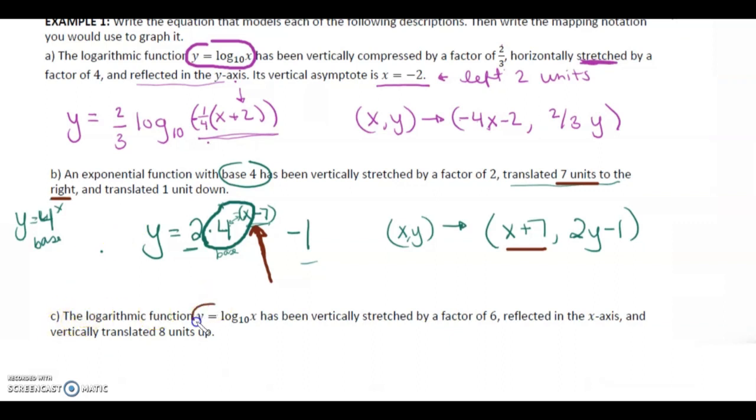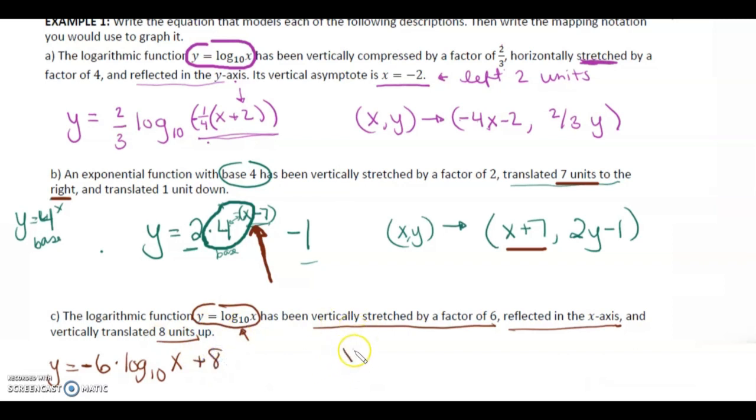The logarithmic function y equals log base 10 x, and remember, this base 10 is not a transformation, has been vertically stretched by a factor of 6, so we're going to have 6 times log base 10 x, reflected in the x-axis, so negative 6, and translated 8 units up, so plus 8. So our mapping notation: nothing is beside the x, not multiplied, not added or subtracted, so our x actually stays status quo. And remember, this front number and the back number affect the y. So negative 6y plus 8.